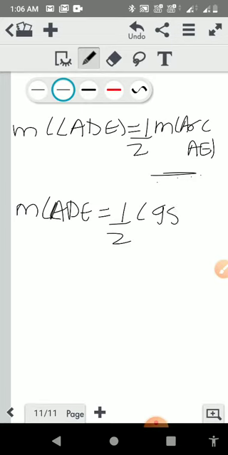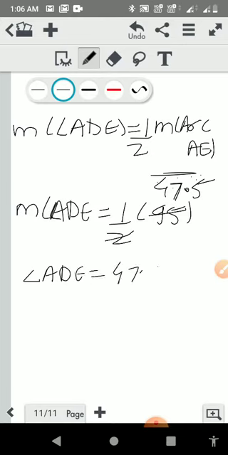So I will put the value and divide by 2. 2 4s are 8, no point here, 1 is remaining, so it becomes 15. 2 7s are 14, 1 is remaining. Now I have to put the decimal point, and 2 5s are 10. So I will get angle ADE as 47.5 degrees. After joining these 2 points, I can easily calculate angle ADE.